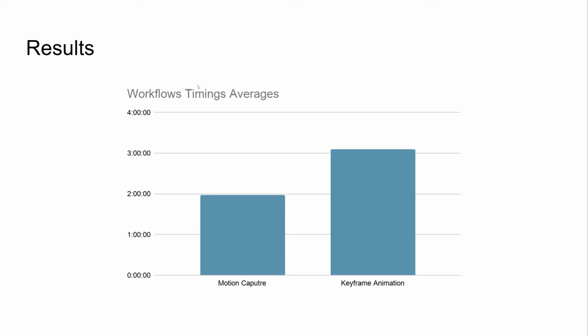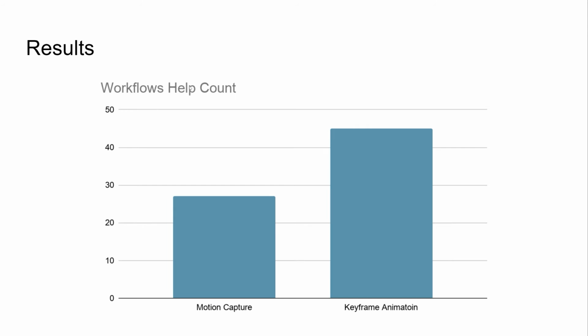In the results themselves, it was clear that it was the animation section that took longer for the keyframe participants. And again, when it came to the help count, motion capture did better again. With this one, we just took together all the totals from the help count sheets and added them all together to see which group required less help, and it was the motion capture workflow once again.